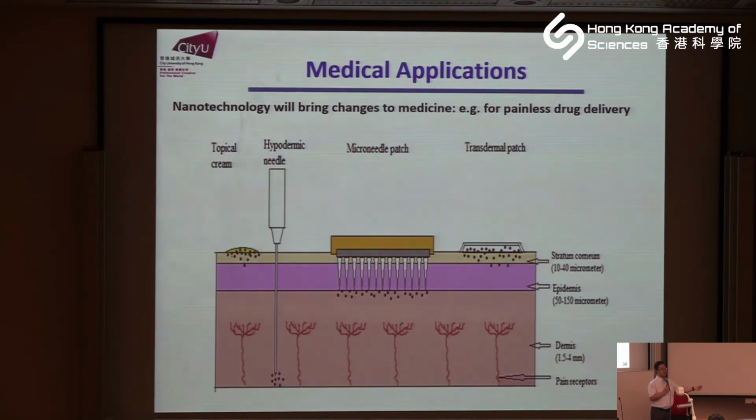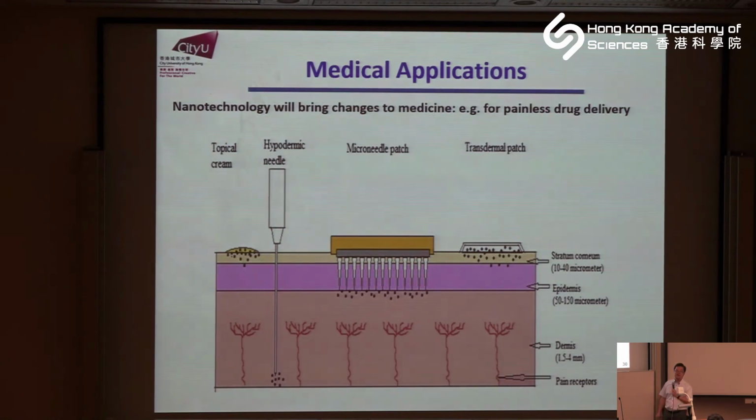So those are useless. So current technology right now, either you apply the cream or you use a needle to punch through your skin. However, if you can make the needle small enough, for example, micro scale, then you don't punch through the dermis, you only go through the epidermis. And this will not go down to the pain sensor, so you don't feel the pain.